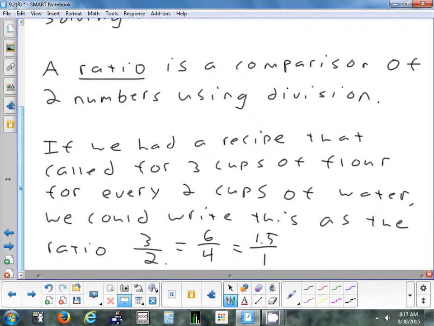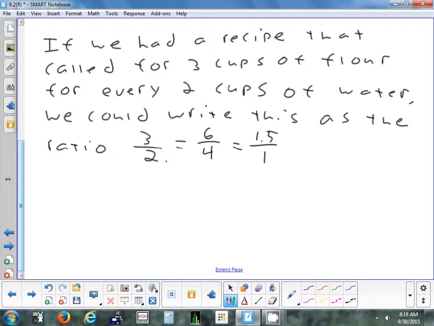Guys, that ratio of 3 over 2, anybody know how else you could write that? 3 to 2. Yep, you could write it in words as a ratio. You could also write it with the two dots, 3:2, the colon. That's another way. We're probably not going to use these two ways too much, but those are all correct. We'll probably do it as a fraction.